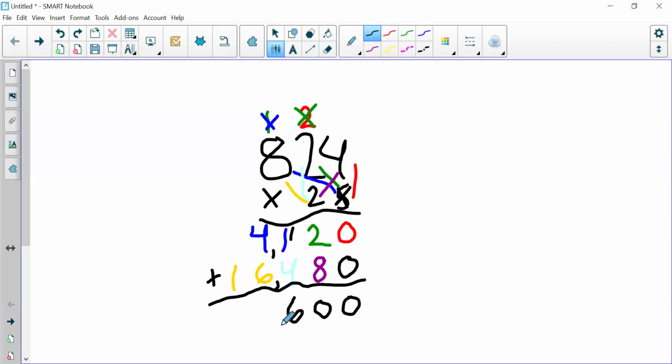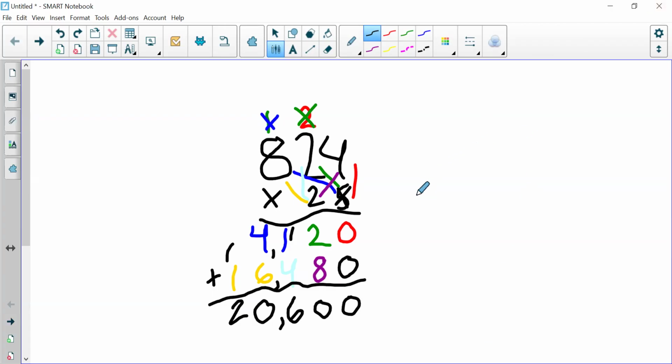So now we have 4 plus 1 plus 1. 6. I'm going to bring my comma back down. 6 plus 4, 10. The same thing here. We put the 0 in the thousands place, and we carry the 1 over to the 10,000s place. And then in the 10,000s place, we have 1 plus 1. And that is 2. So your final answer should have been 20,600. Now that is how you would do it with standard algorithm.